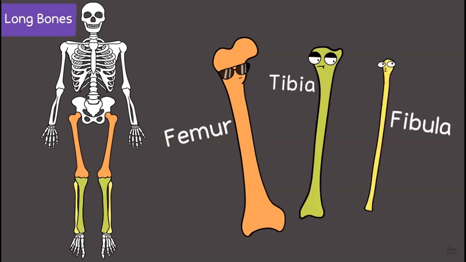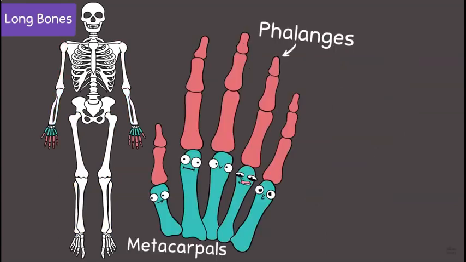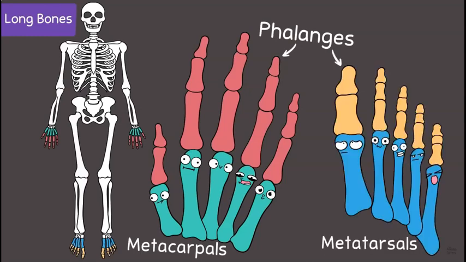The tibia and fibula in the legs are also long bones. In the arms, you can have the humerus, ulna, and radius. In part of the hands, you have metacarpals and phalanges. In part of the feet, you have metatarsals and phalanges.